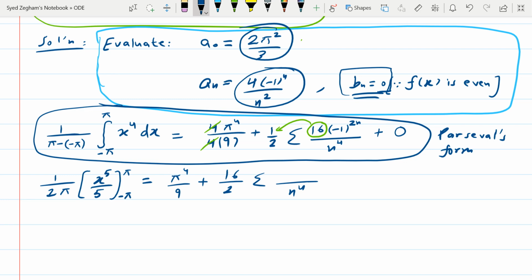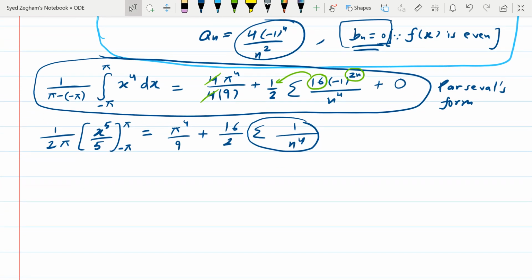n power 4 is in the denominator, and if you see the numerator, this has become minus 1 to the power 2n. 2n is an even power, right? So even power of minus 1 will always become 1, right? So this becomes summation 1 over n power 4. And if you see it, this is the series they are asking you to find, right? So some more simplification, let us continue.